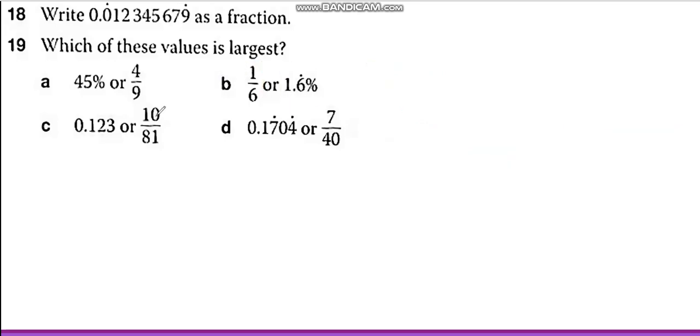Also, if we use the calculator to convert 10 over 81 into decimal, we will get 0.123456791 and so on. So definitely this number is the recurring decimal, so this one is greater. I'm leaving this last part for you for your practice. You can try, and also you can ask questions through comments. Thank you.